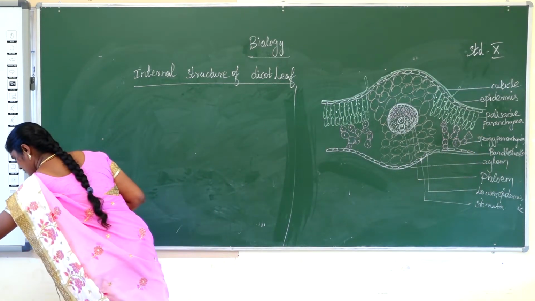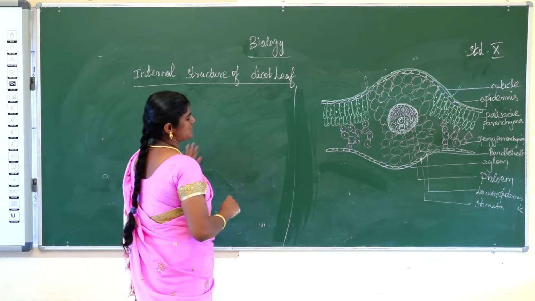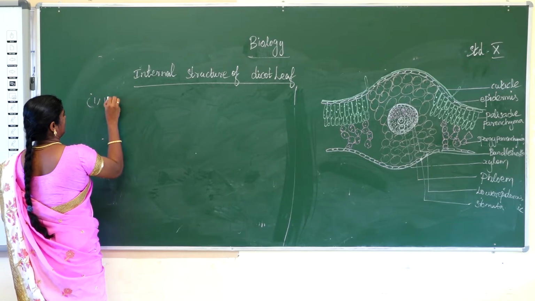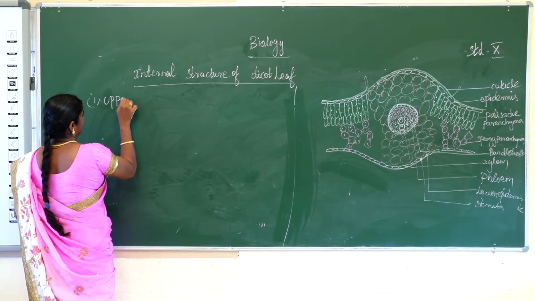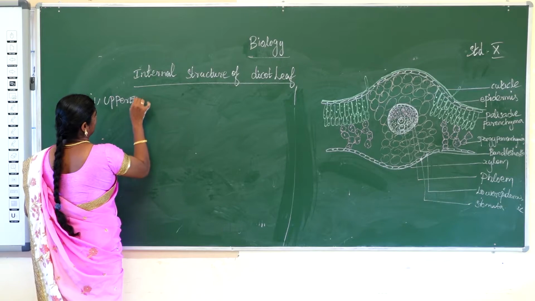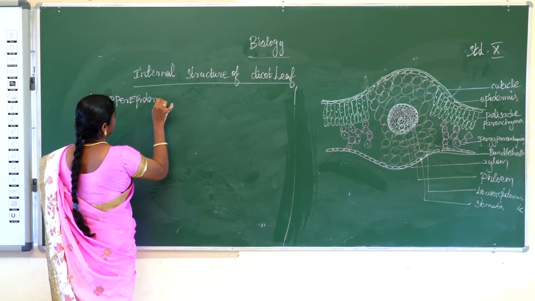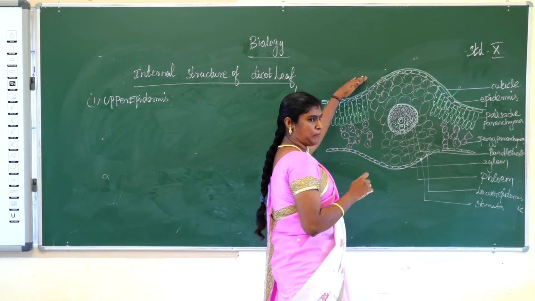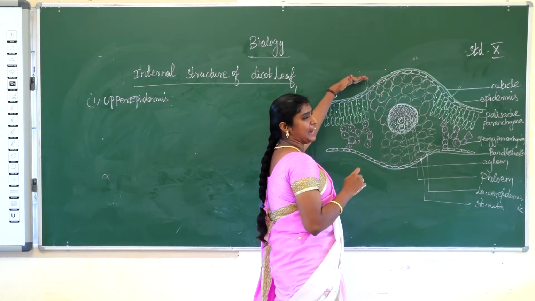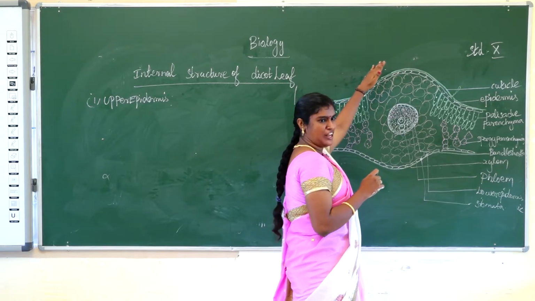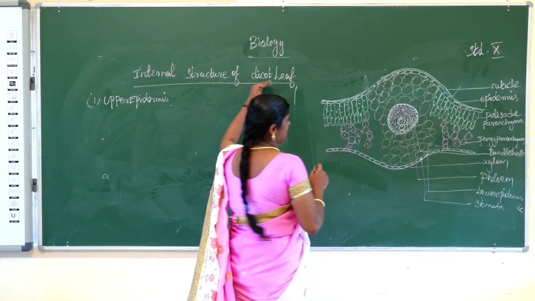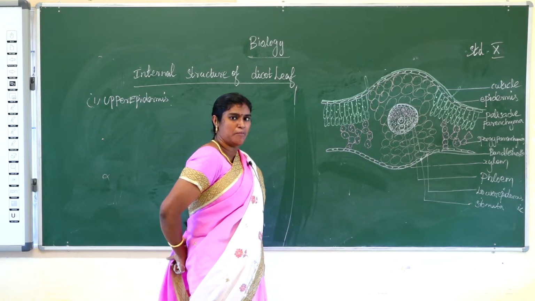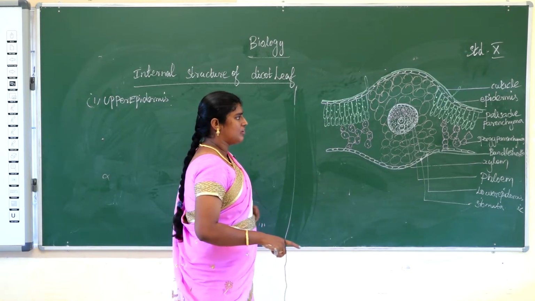Okay, students. First we see the upper epidermis. Upper epidermis is the outermost layer. It is made up of a single layer of parenchyma cells without intercellular spaces. The upper epidermis has one or two stomata. Why are stomata present in less number? What is the use of the stomata?